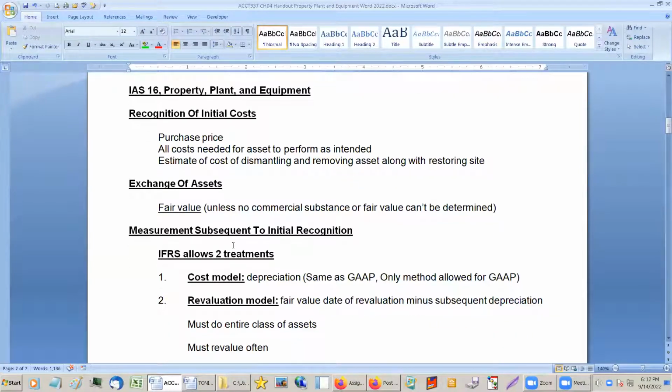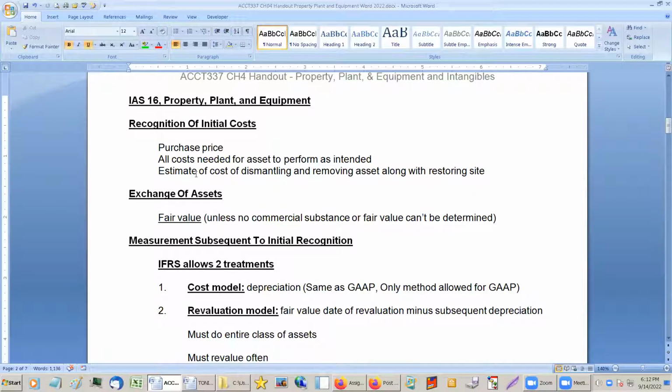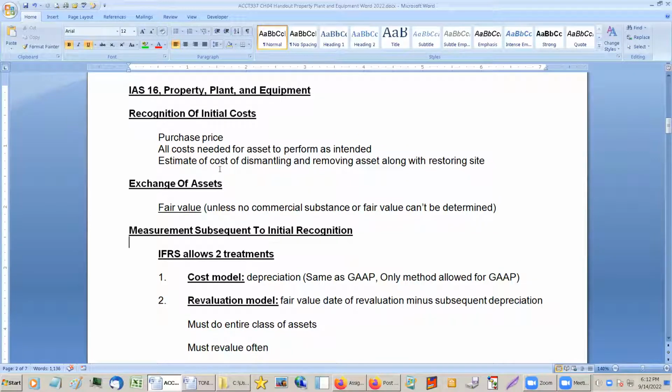So we're going to get into property, plant, and equipment. And this is for the international standards. And the first two here are the same as for GAAP.